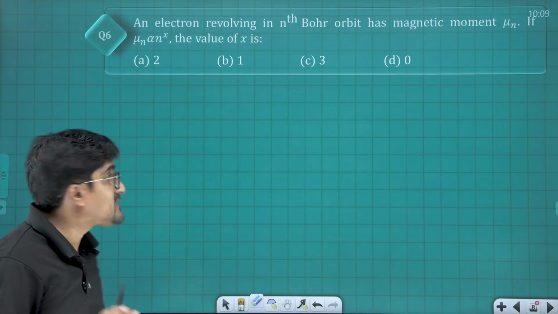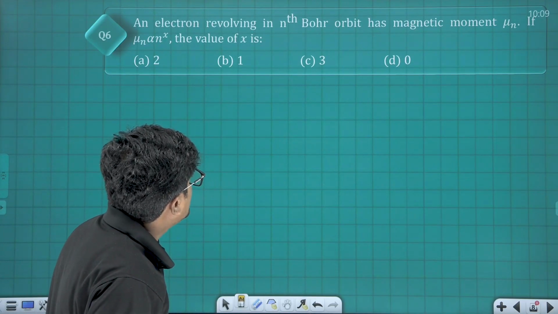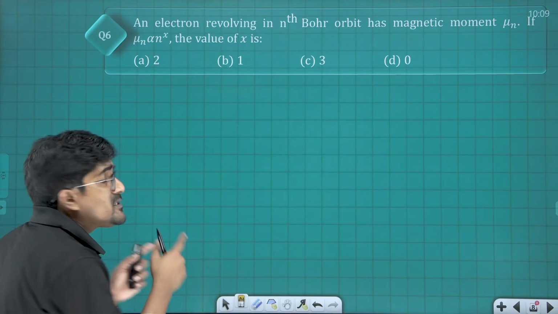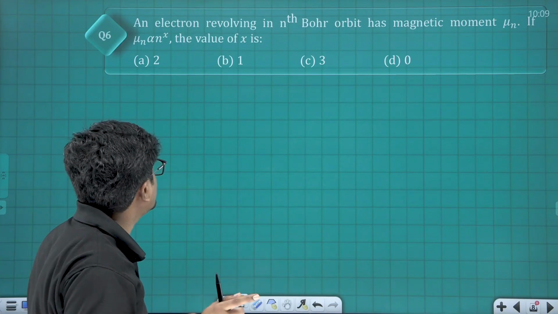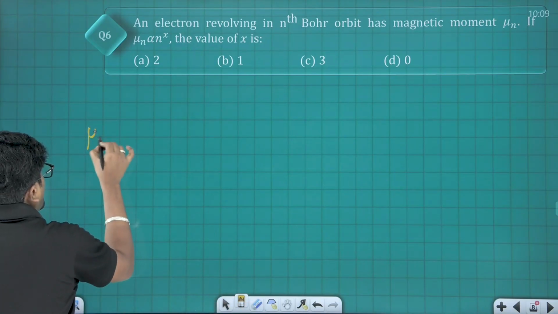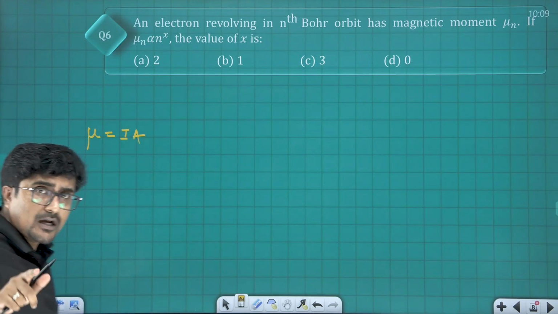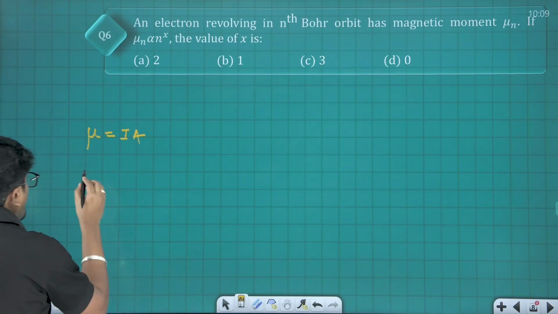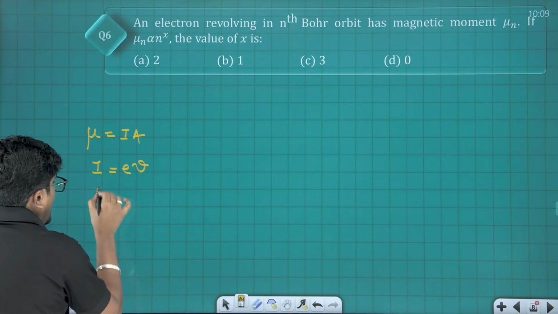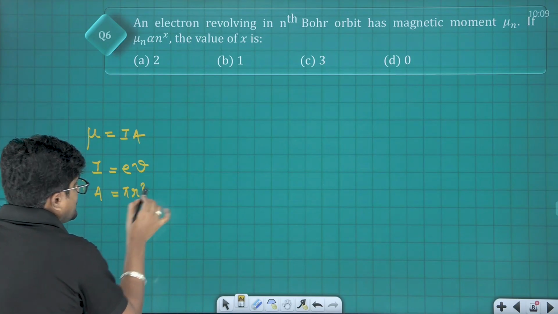Next is question number 6. The question says an electron revolving in nth orbit has a magnetic moment mu suffix n, and mu suffix n is proportional to n to power x. Then the value of x is. We all know that magnetic moment mu is equal to I into A, where I stands for current and A stands for the area. Now I is equal to e into frequency nu, and area A is equal to pi r square.